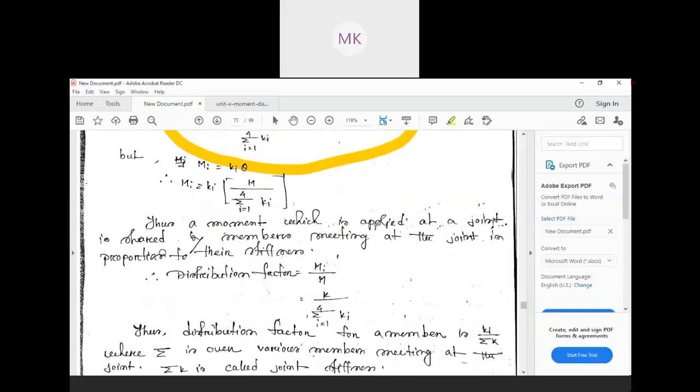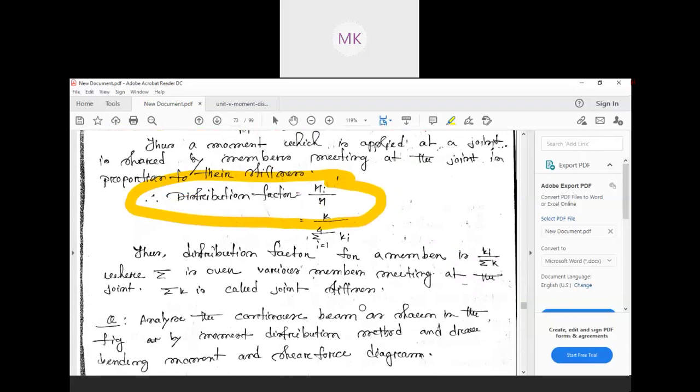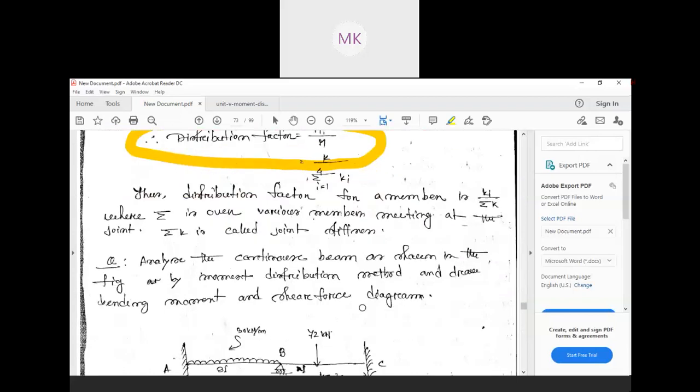Finally, what is the distribution factor? The distribution factor is given by Mi by M. When we solve the numerical, you will easily understand this, how we need to consider this distribution factor.